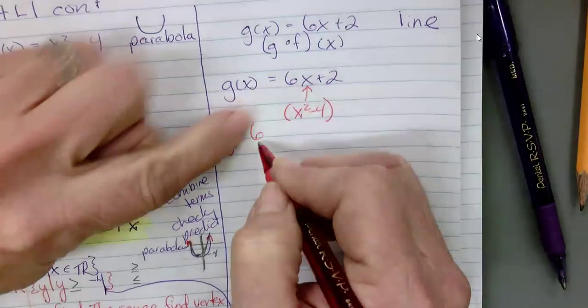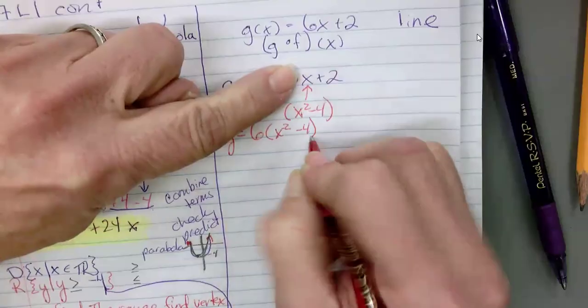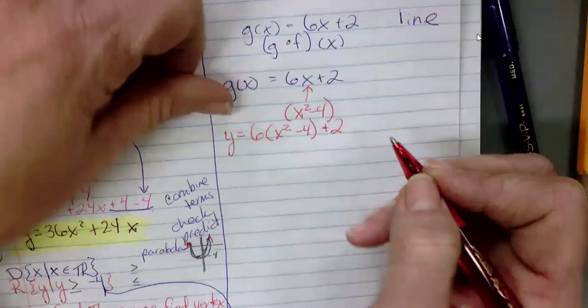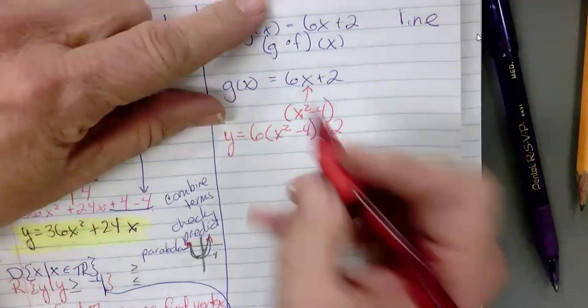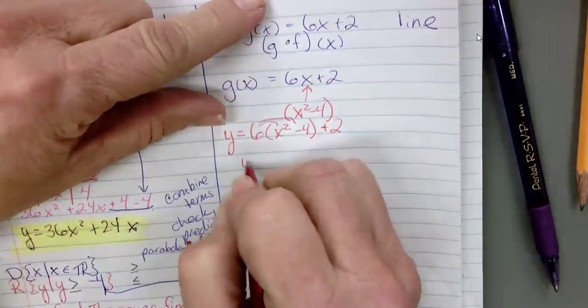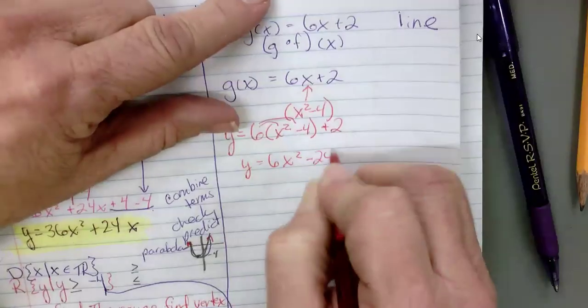So we've got 6, x is now x squared minus 4, plus 2. Right on. Now we simplify, right? We do all of the things that we can do. So we're going to distribute that 6. We get y equals 6x squared minus 24 plus 2.